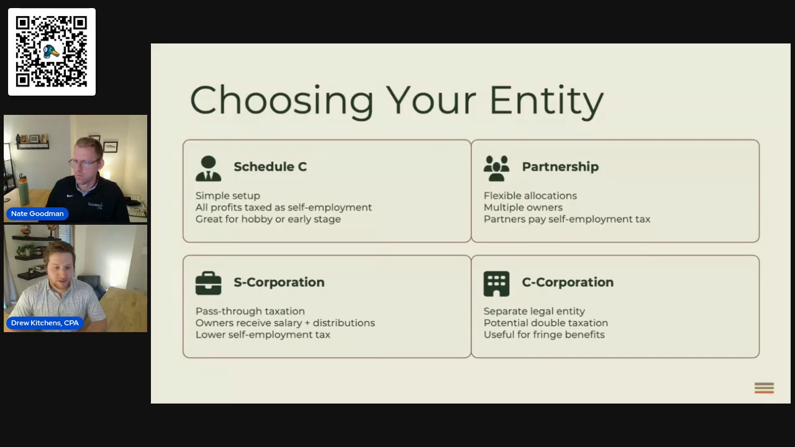A lot of people here have probably heard of double taxation. That's one of the major pitfalls of a C corporation. This corporation is going to have to pay tax itself, and then you're going to have to pay tax on all the income that you pull out, whether that's through a salary or a dividend.